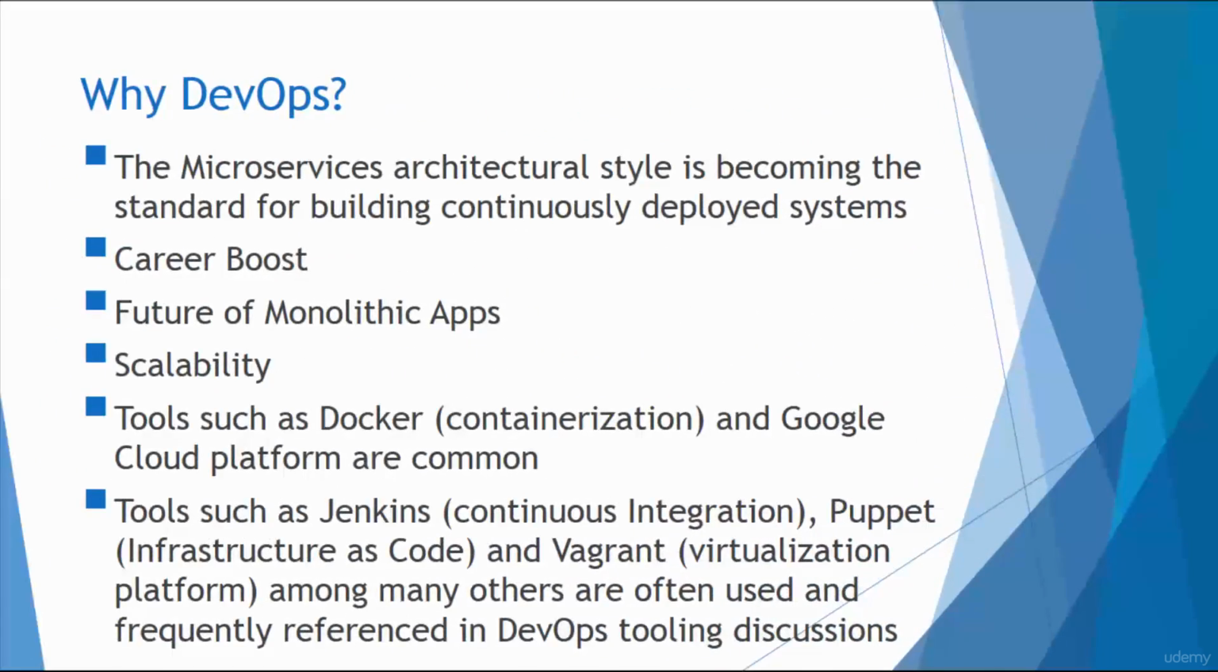So why DevOps? I mentioned earlier briefly, the microservices architectural style is becoming the standard for building continuously deployed systems and applications. Of course, you'll get a career boost, as in one of my previous lessons I talked about the salaries of these entry-level DevOps engineers, and of course they're in 6 figures. The future of monolithic app is fine because you may have certain times or requirements where you still develop a monolithic app, but primarily the trend is towards microservices architecture, because we need scalability. We need these applications to be scalable as the organization grows.